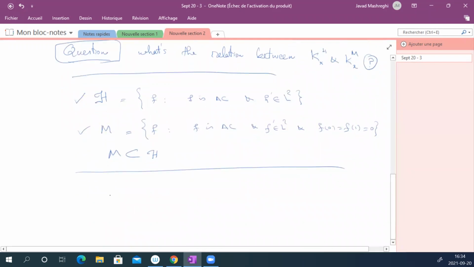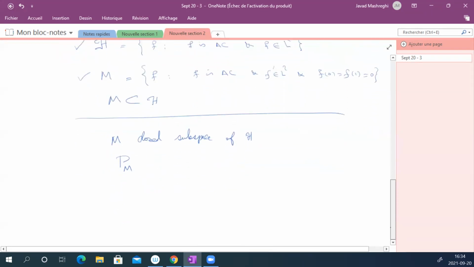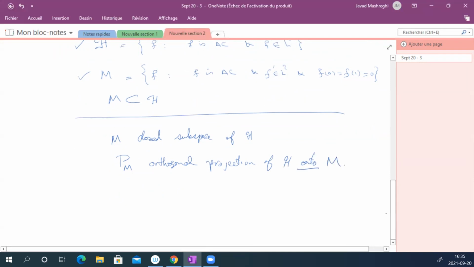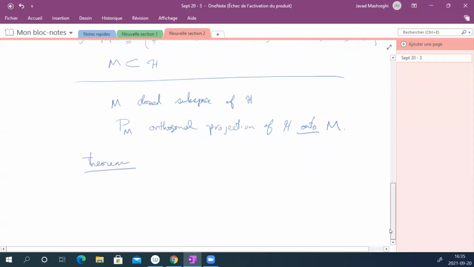Here is the answer. Since M is a closed subspace of H, we can talk about PM, orthogonal projection onto M. Projection of H onto M. And this is the clue to find the answer. Here is the answer, theorem. Under the above conditions, Kxm is the projection onto M of Kxh.